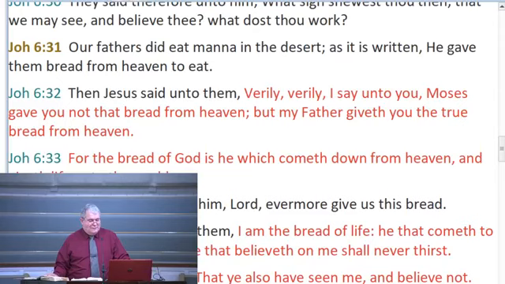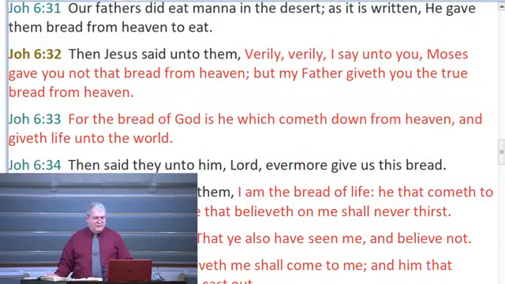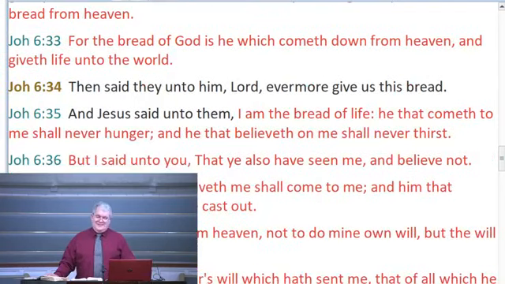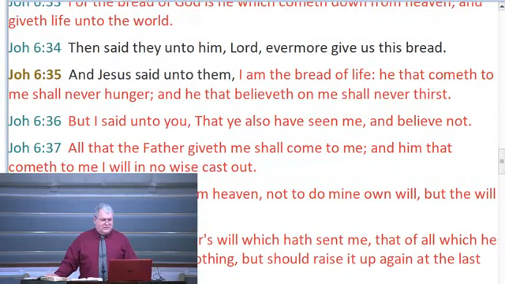Jesus is not happy with and not amused. He said, verily, verily, I say unto you, Moses gave you not that bread from heaven. My Father giveth you the true bread from heaven. The bread of God is he which cometh down from heaven and giveth life unto the world. And they said, okay, let's have some more fish sandwiches. You better pay attention, boys. I am the bread of life. I am. He that cometh to me shall never hunger.